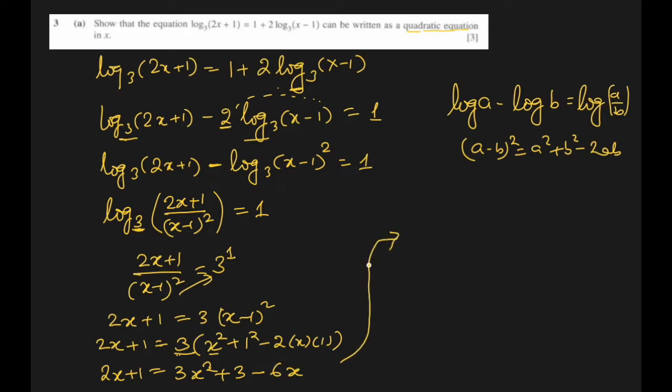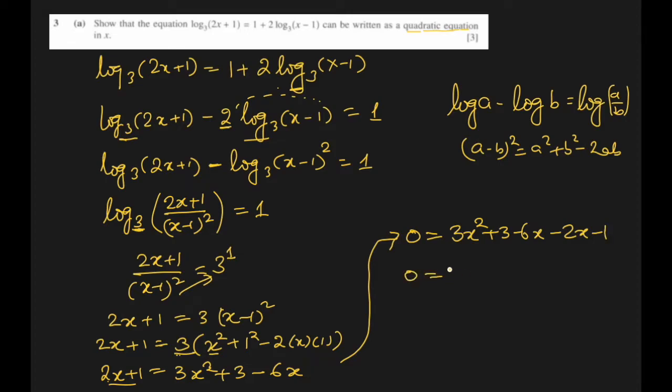So let's write the final thing here. We want it to be quadratic, so let's bring 2x plus 1 also to the right side. So 0 remains on the left side now. 3x squared is already here, plus 3 and minus 6x. And we get 2x plus 1 from the left, which becomes minus 2x minus 1.